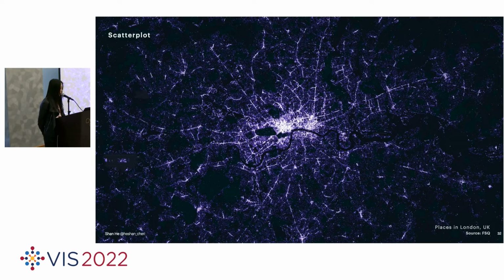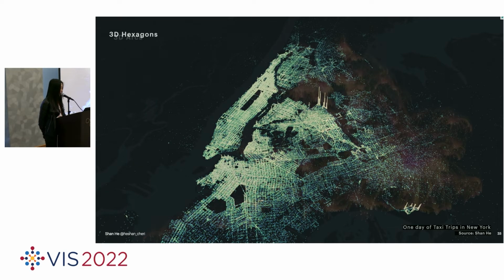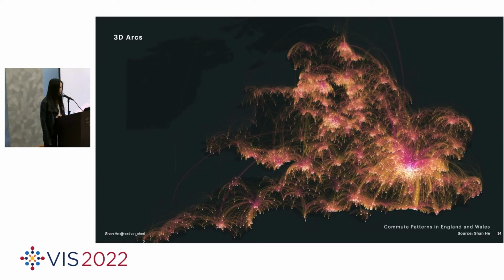Here in this map, I was drawing all the points of interest or POI data collected on the Foursquare platform. We use this type of 3D hexagons to show a density of events. This is one day of taxi trips that happened in New York, extruded by this kind of 3D hexagonal representation.